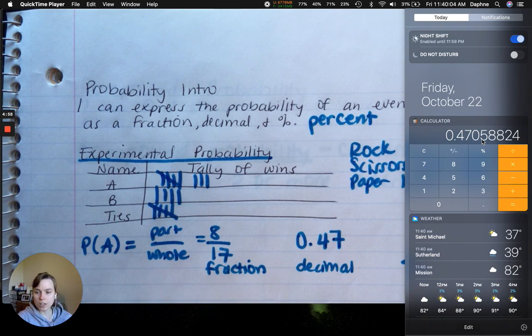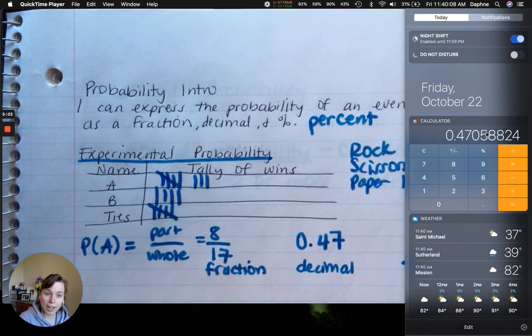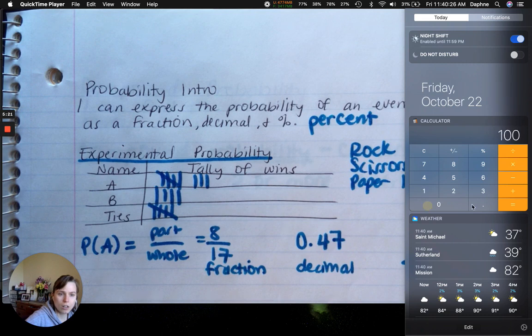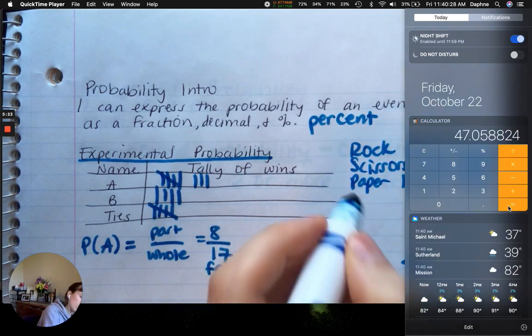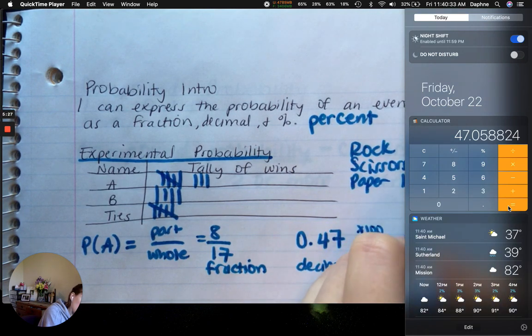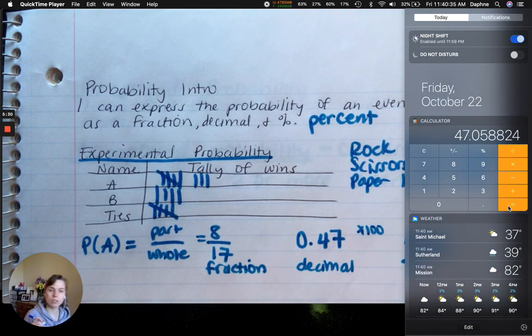And I'll just stop there at the hundredths place because that'll help me for percent. Notice this 5 would round the 0 up, but I'm not going that far. Since this 0 is so small, it's not going to round my 7 up, so I'm going to stay at 4/10 and 7/100. So if I multiply this by 100, that's my percent. That gets me the percent of 47%.